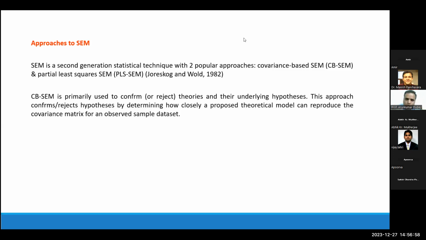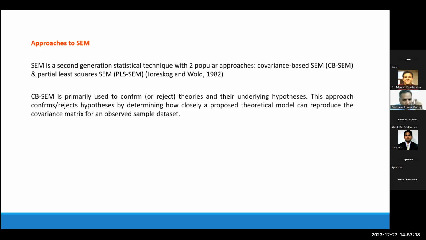In CB-SEM, the software will try to fit the original model with the sample model, and it will try to reduce the discrepancy. So whenever you use CB-SEM, the goal is to minimize the discrepancy between the true model and the model generated by the sample. And that's why you have all these model fit indices.